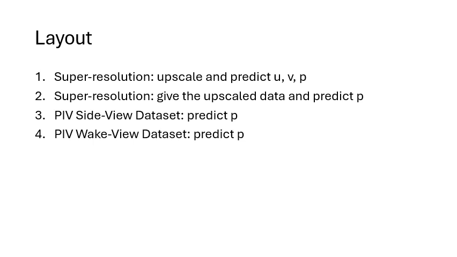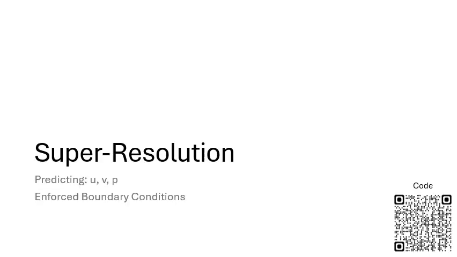That's part 1. Part 2 is instead of predicting U, V, and P, I'm going to give my neural net the high resolution CFD U and V data and have it predict the pressure field P. Because that's ultimately what I want to look at, what I want to learn about. Once I learn how to do that, then I'm going to apply the same principles to PIV data. I have a side view dataset and a wake view dataset from Nathan Welker in my lab. So starting with the super resolution, we're enforcing the boundary conditions in this case.